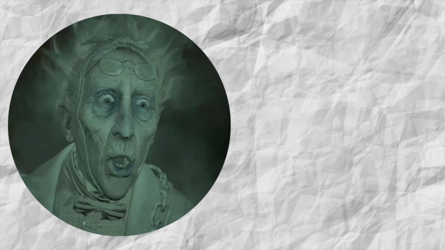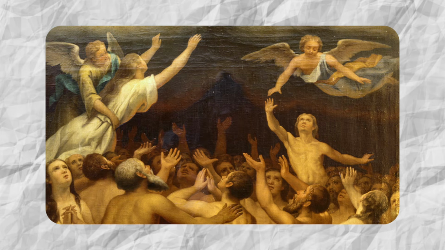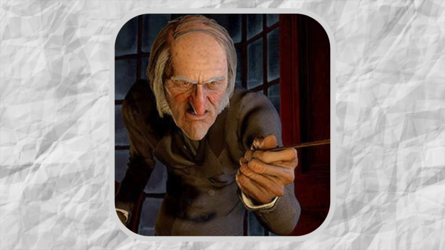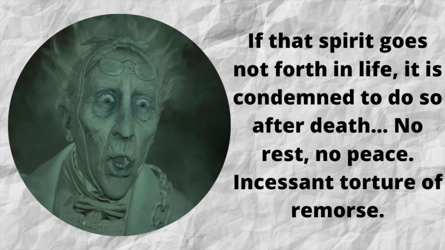The unfinished business in this story seems to be Marley being trapped in purgatory, an intermediate state of punishment after death, wherein, according to Roman Catholic doctrine, the souls of those who die in God's grace may make satisfaction for past sins, and so become fit for heaven. Scrooge would be facing a similar fate if he doesn't change his ways. Marley tells him, if that spirit goes not forth in life, it is condemned to do so after death. No rest, no peace. Incessant torture of remorse.